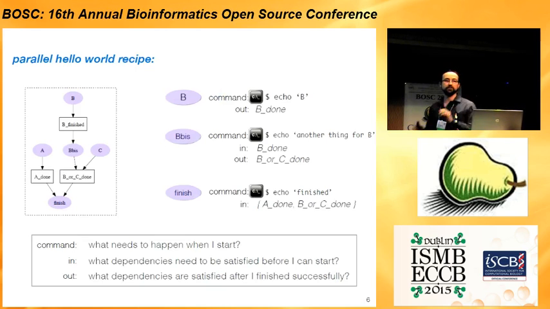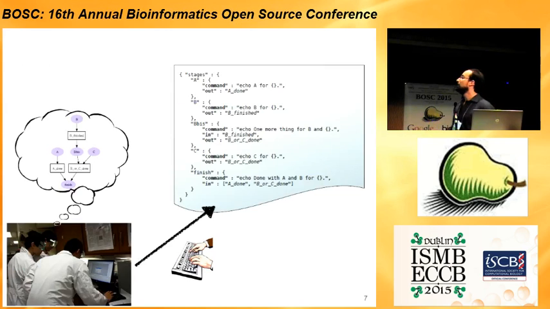A simple hello world. What is the minimum amount of information that you want from the user? Of course, what do you want to run? So you need a command. This command is run when its input dependencies are met. When the command is executed successfully, it will satisfy its output dependencies. So this is very simple. This is a 5 minute explanation. So how does that work in practice?